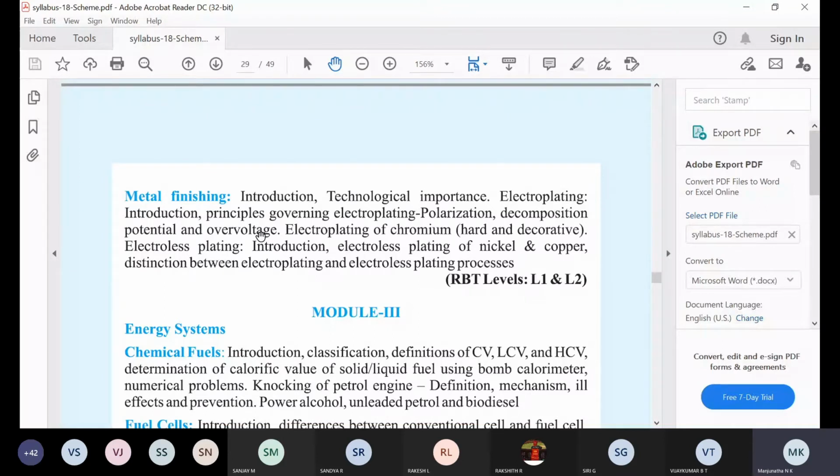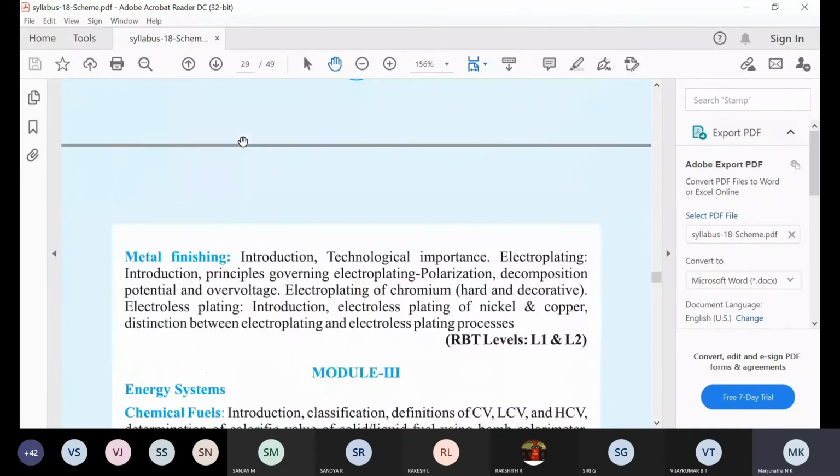We are going to study with an example how to deposit chromium metal on the surface of another metal by using the electroplating process. Second one, the electroless plating process. For electroless plating, we have two examples in the syllabus. One is electroless plating of nickel and another is electroless plating of copper. So this is the module 2 syllabus, that is corrosion and metal finishing.